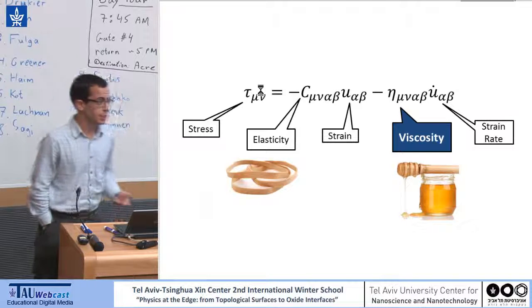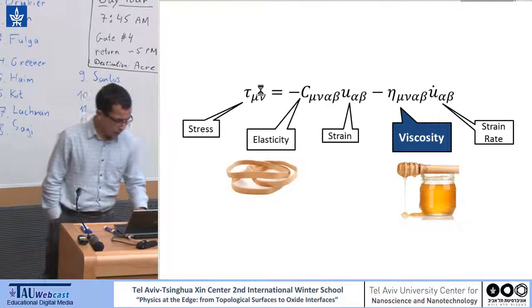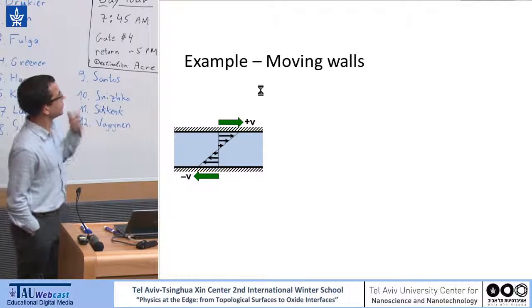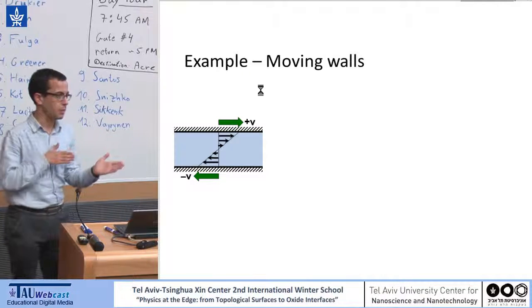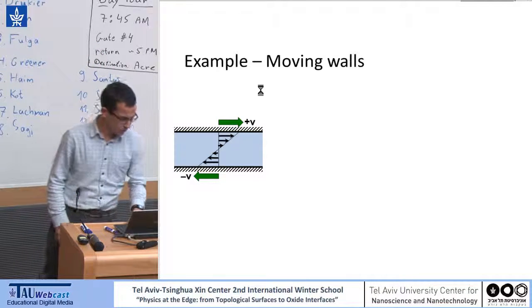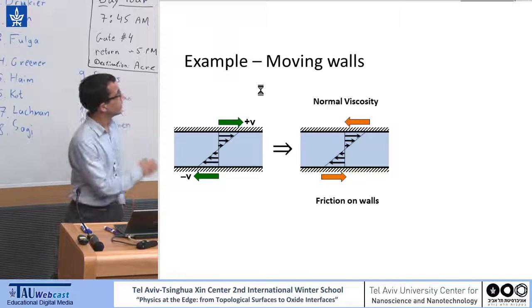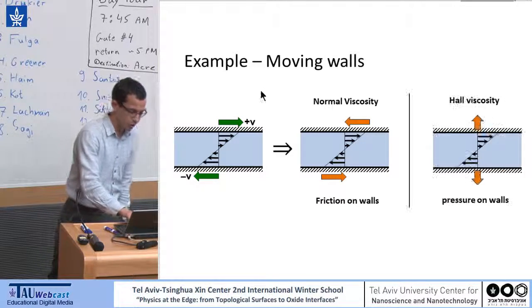Now, we know viscosity links strain rate and stress, but in order to understand what we mean when we say Hall viscosity, consider the following example: an infinite two-dimensional pipe, where the walls of the pipe are moving opposite each other, such that there is some velocity profile in the fluid. Now, the normal shear viscosity that we see in daily life just makes it harder to move the walls. That creates friction on the walls.